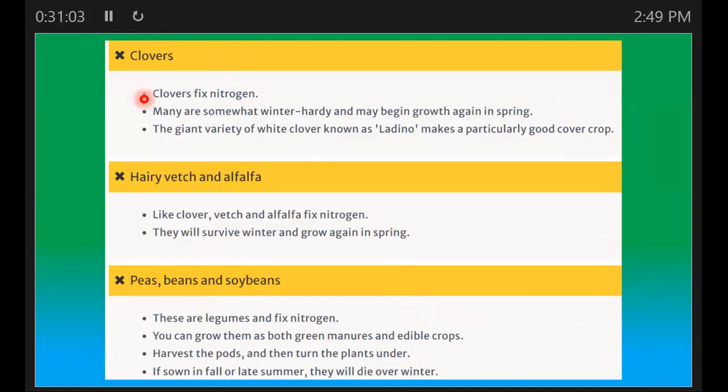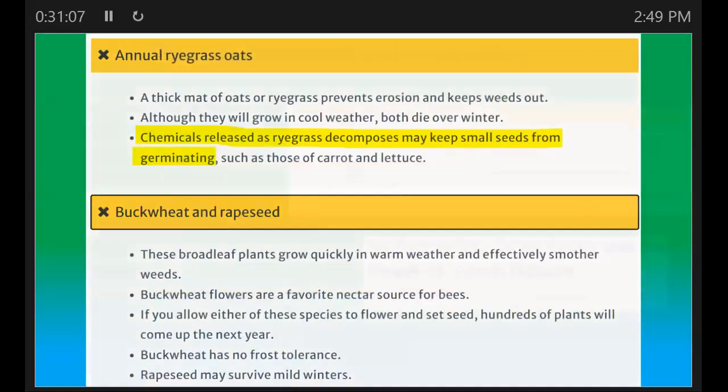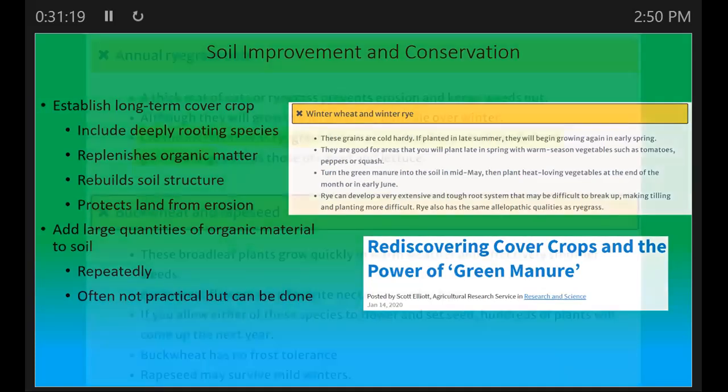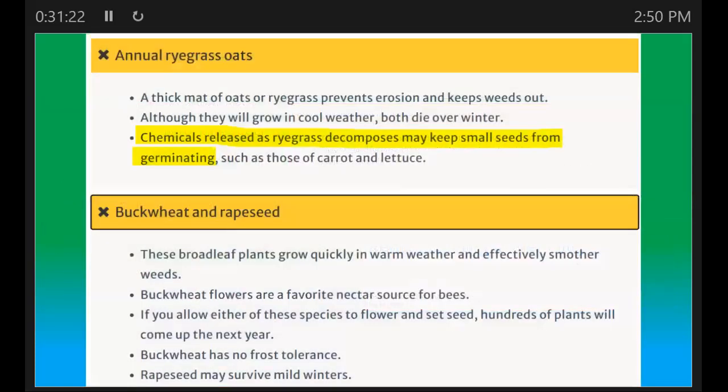Where is the word? Where did I put the word? I wanted to make sure that it was in here. Allelopathy was in here somewhere. Did I miss it?